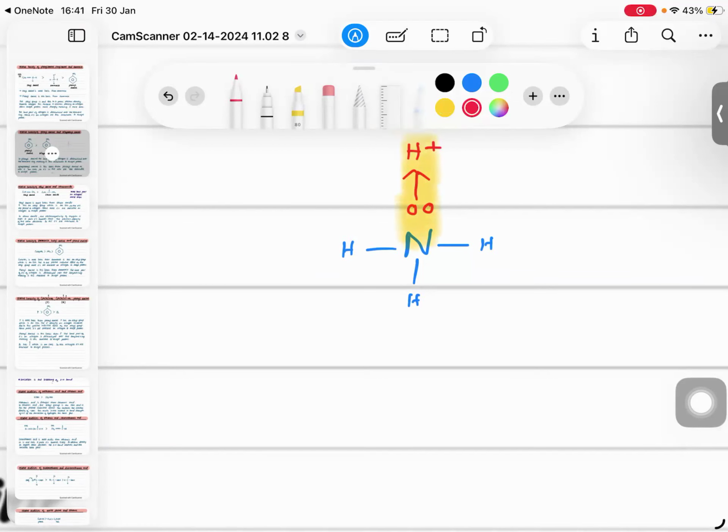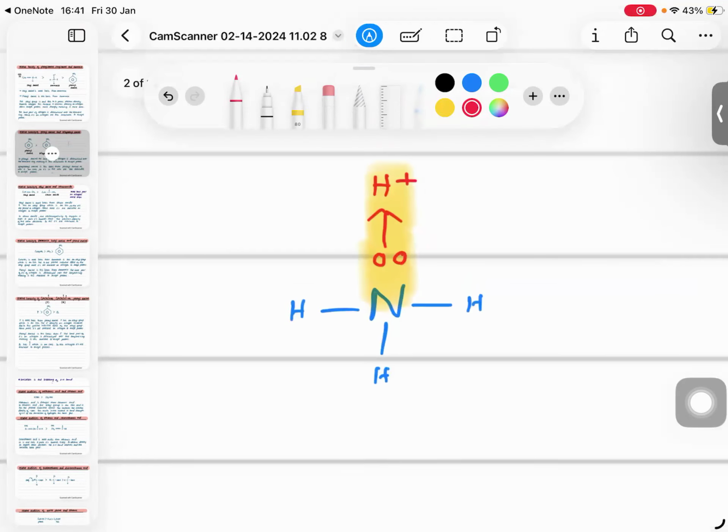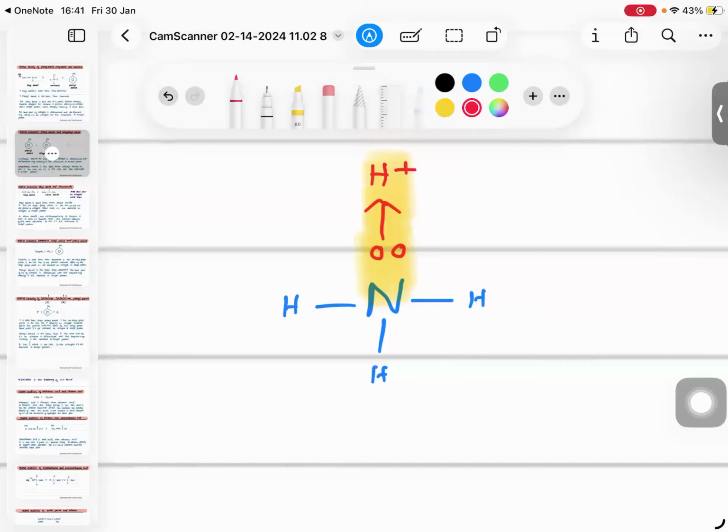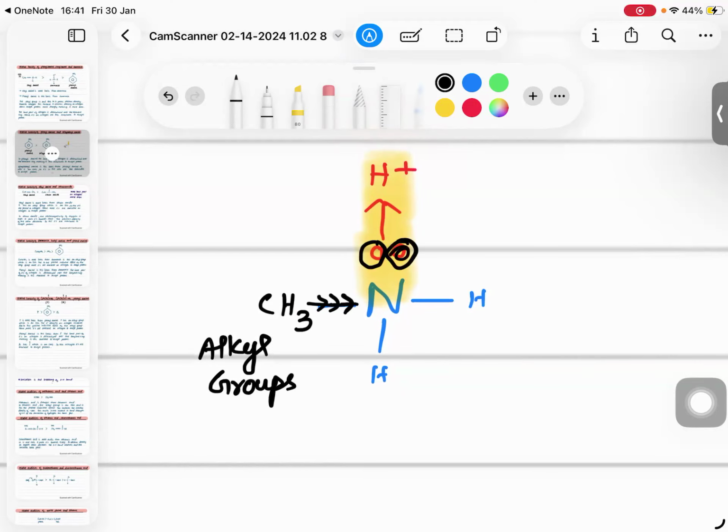So ammonia accepts hydrogen ion, right? Nitrogen having a lone pair of electrons accepts hydrogen ion. Now, what we learned: ammonia is not an organic compound. When we substitute one of the hydrogens with an organic alkyl group, like CH3 or anything, these alkyl groups are electron donors. They donate their electrons towards nitrogen, resulting in an increase in the electron density on this nitrogen atom.